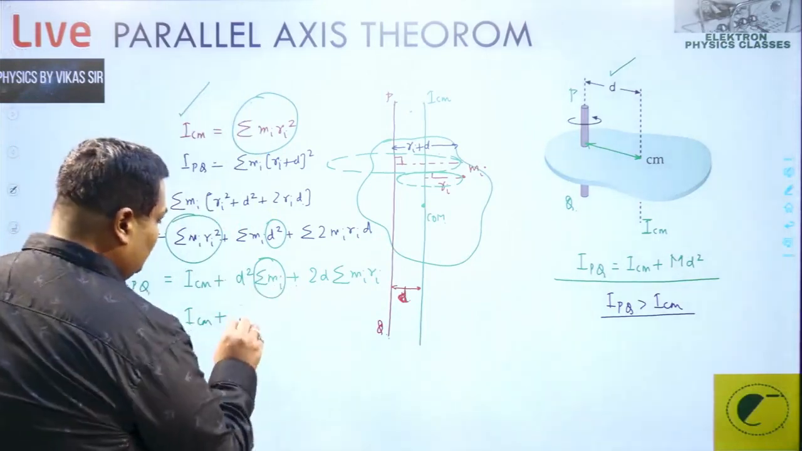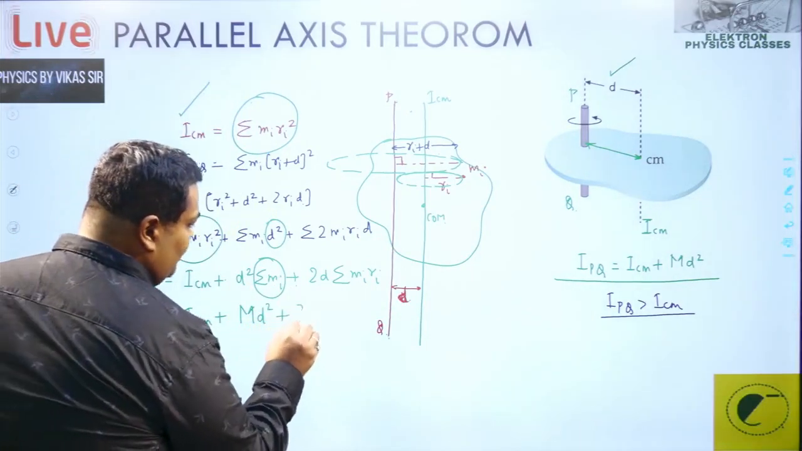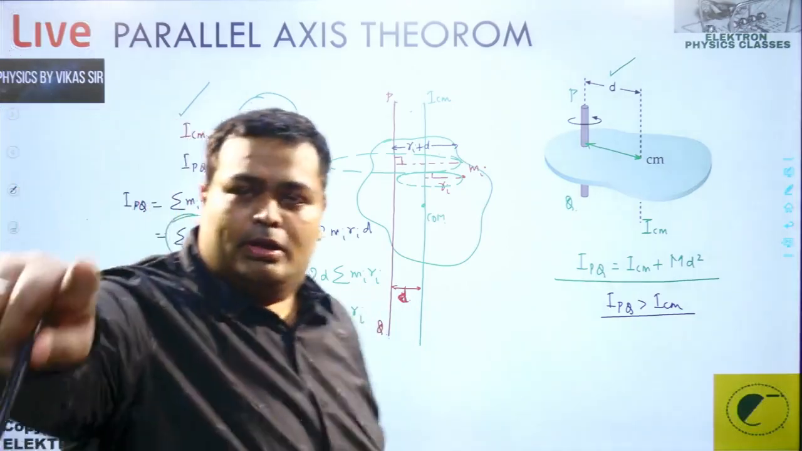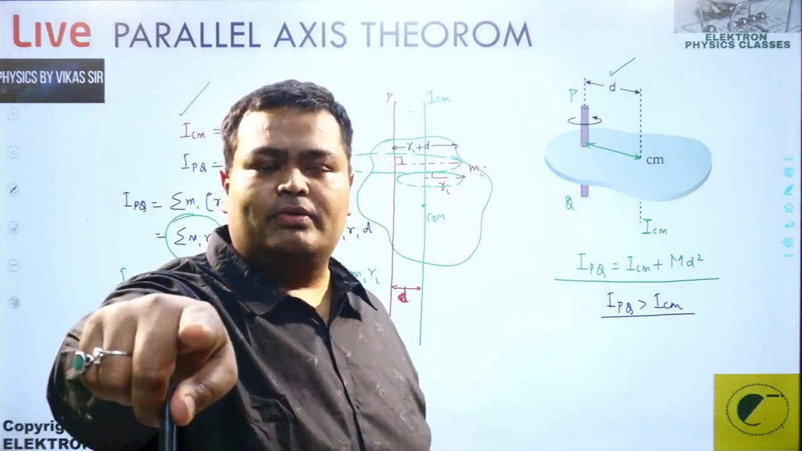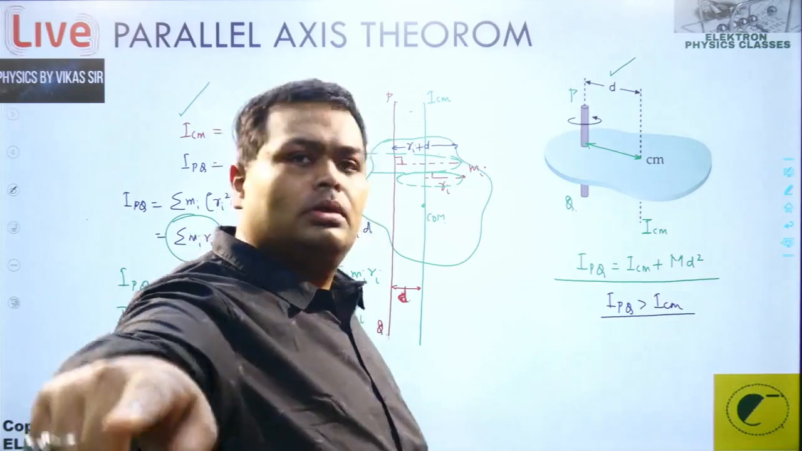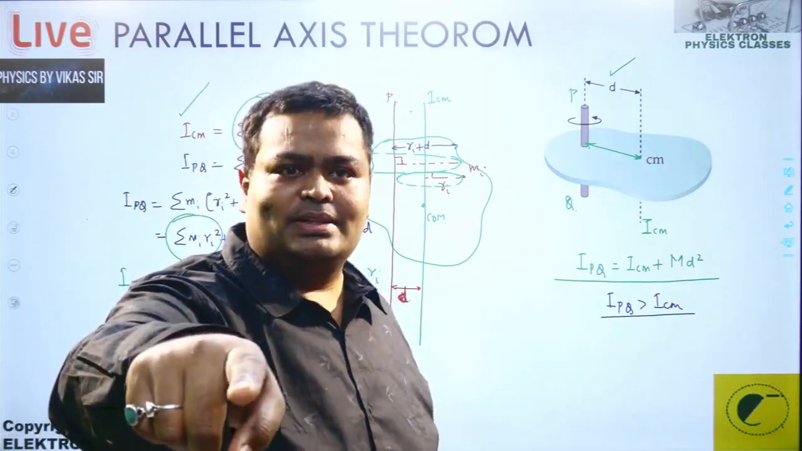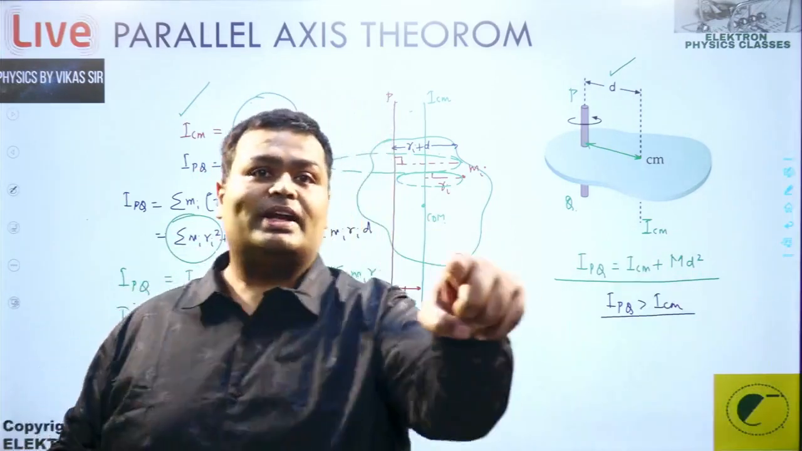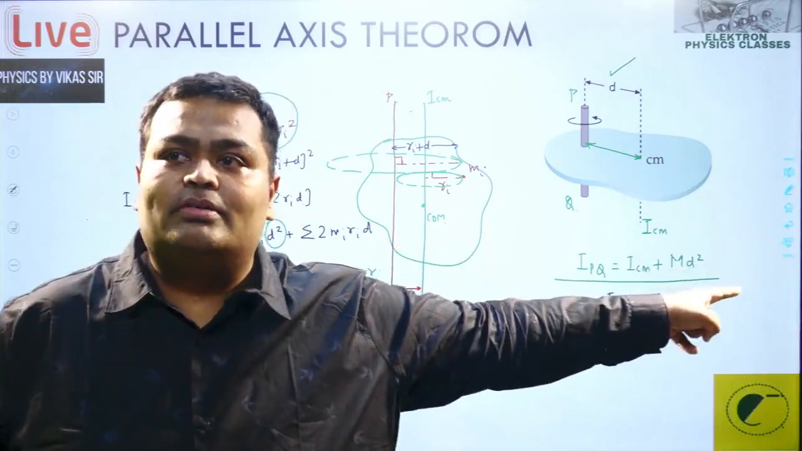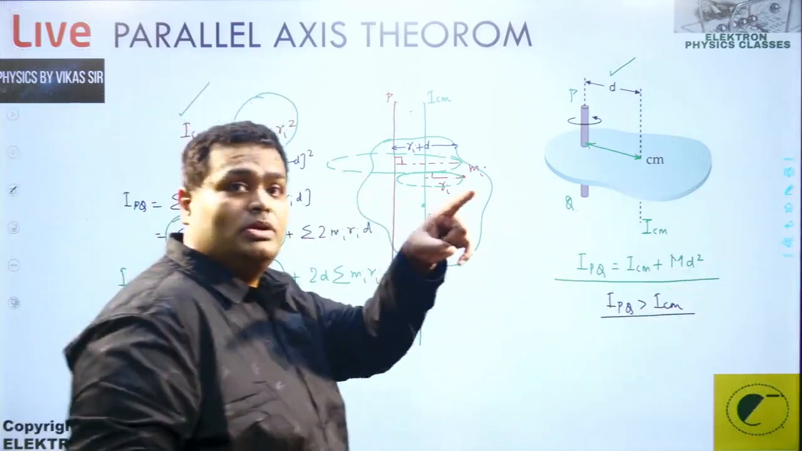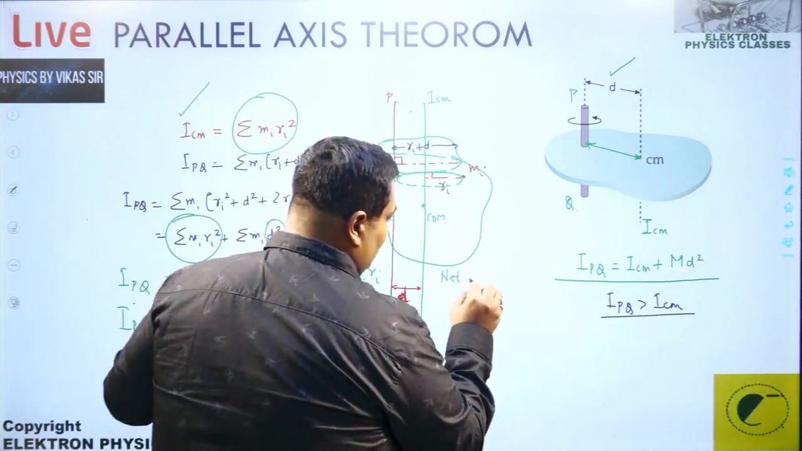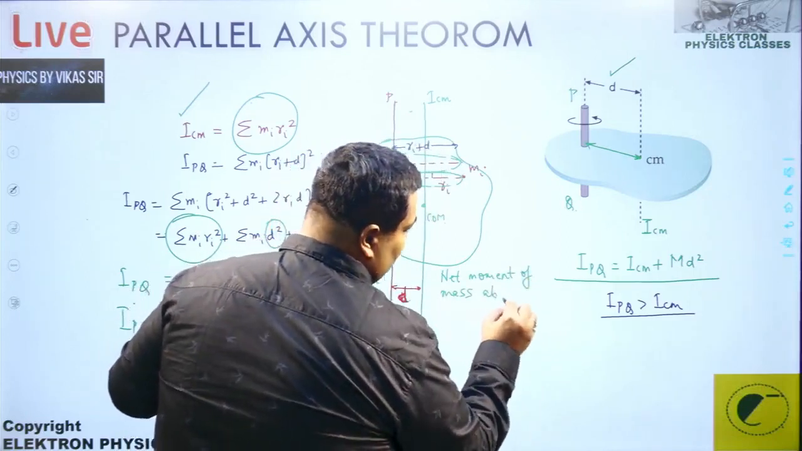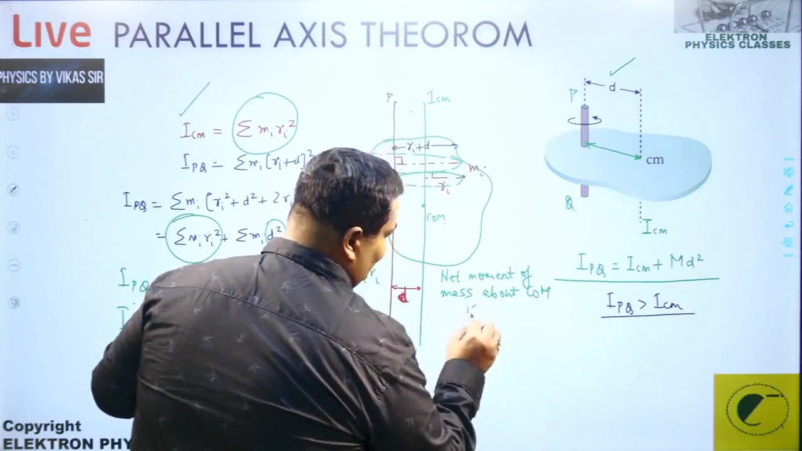So summation Mi is the total mass, that is M into d square plus something plus twice of d, summation of Mi Ri. My friends, very crucial point which I am going to speak, the golden words I am going to speak right now. Listen, the net moment of mass about the center of mass is 0. This is what we read in the center of mass article. Those who don't know, go and watch the videos in the center of mass article. What is the statement? The net moment of mass about center of mass is 0.